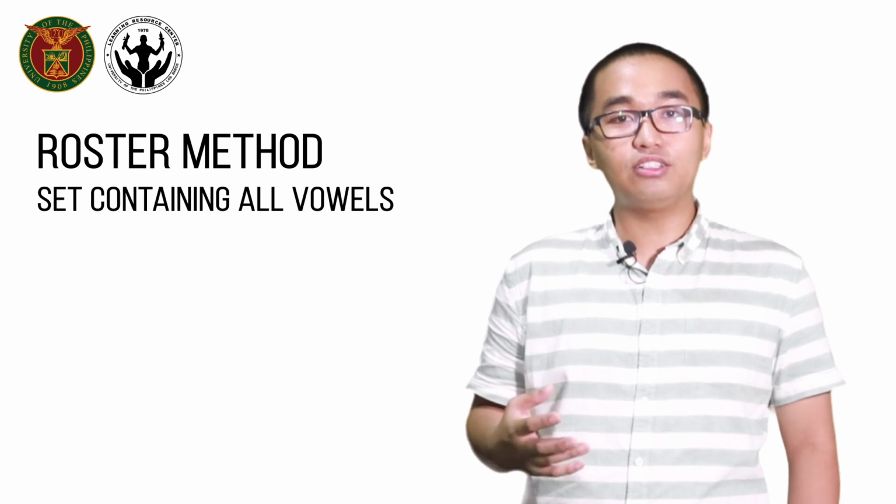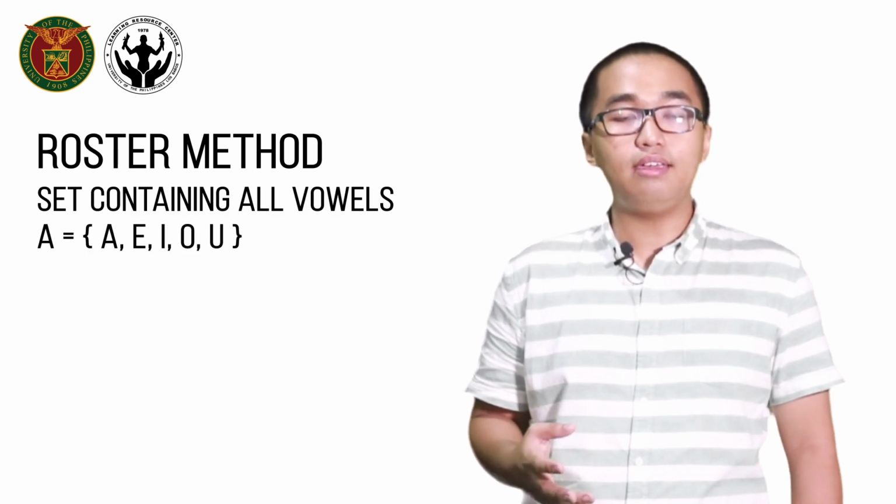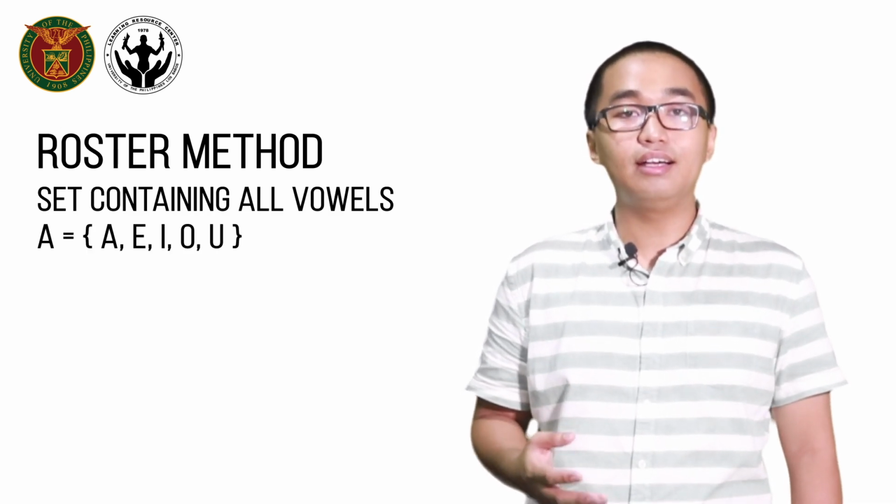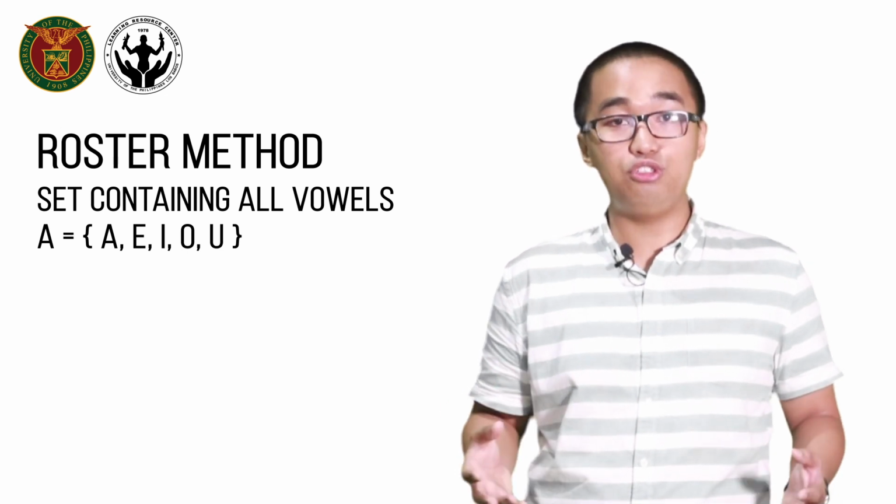Now, every set can be defined using the one we used earlier called the roster method. We just enumerate the elements of the set inside a pair of braces. So for the set containing all vowels, we put A equals the set containing A, E, I, O, and U.